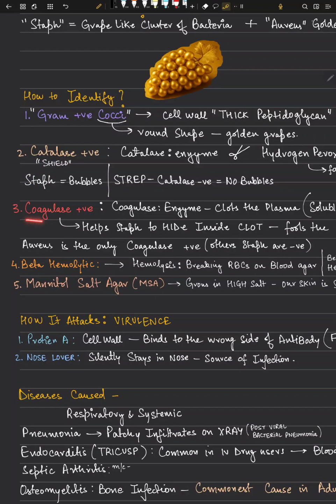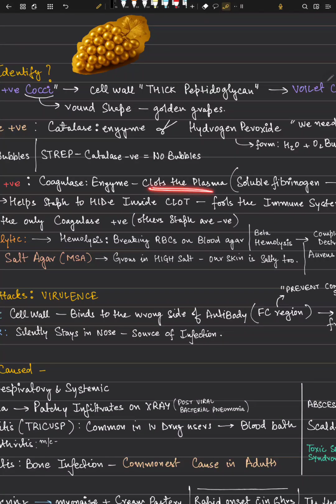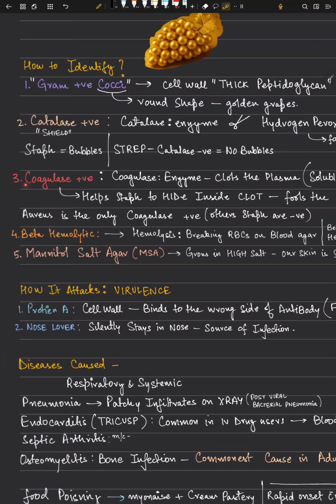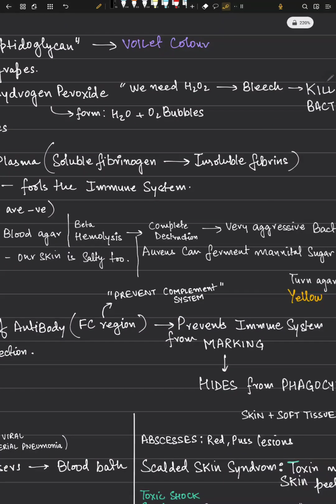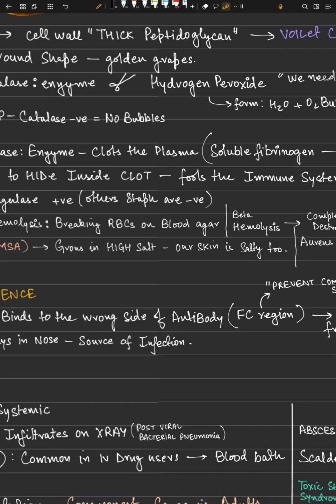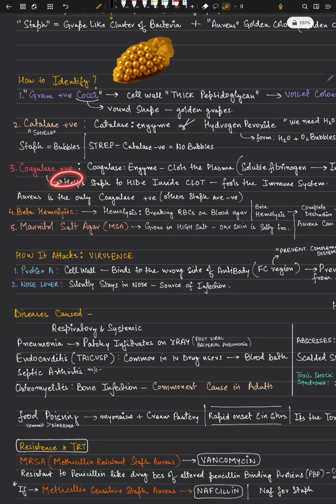Okay. Another thing is coagulase positive. Well, coagulase is an enzyme that clots the plasma. So this bacteria clots the plasma. What is clotting? Clotting is conversion of soluble fibrinogen into insoluble fibrin. So this coagulase enzyme helps the staph hide inside the clot, and this is how it fools the immune system.